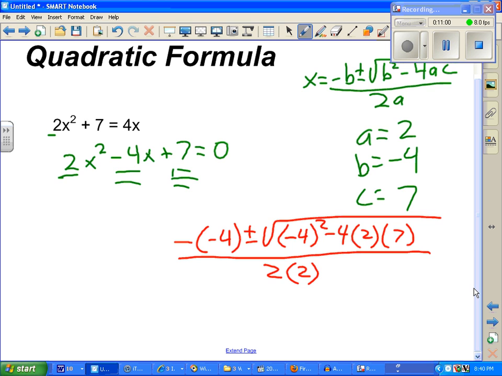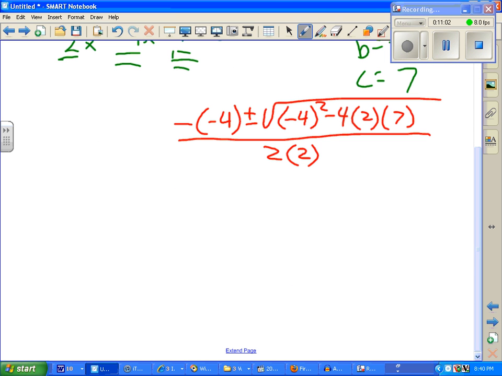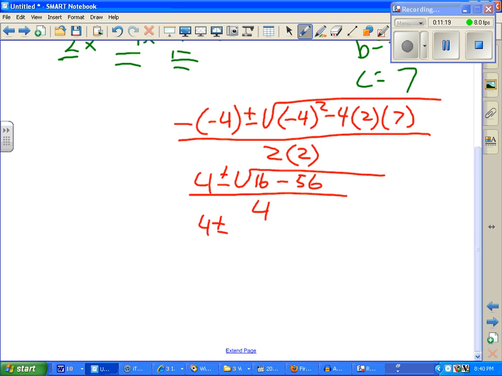And now we just go through and simplify. 4 plus or minus the square root of 16 minus 28, times 2 is 56, all over 4. Oh boy, this will be fun. 4 plus or minus the square root of negative 40 over 4. Now what are we going to do?